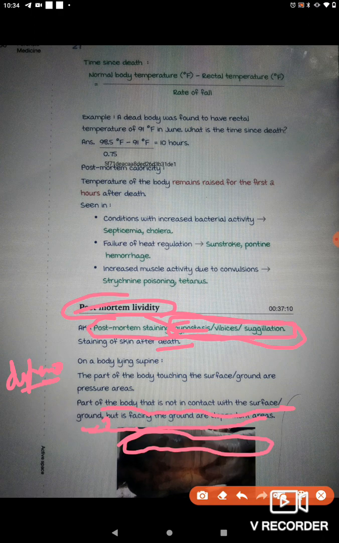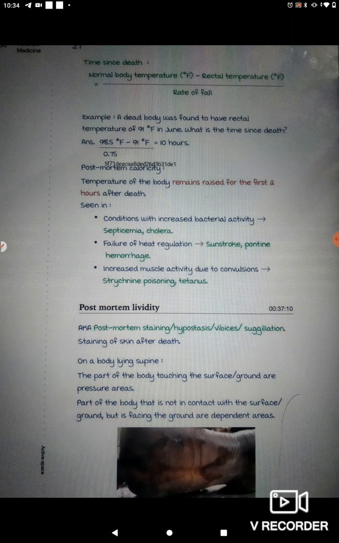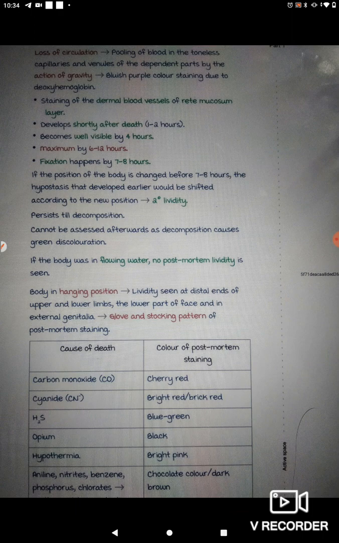Okay, so the body lies in supine position. The parts of the body touching the surface or ground are the pressure areas, and the parts not touching the ground are the dependent areas. So postmortem staining or lividity is seen in that part: postmortem staining, hypostasis, vibices and suggillation.